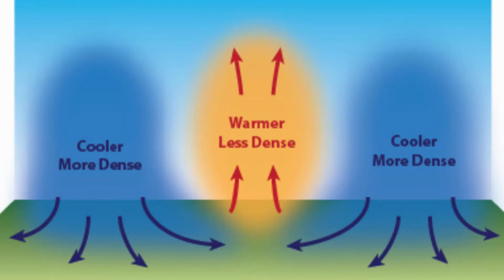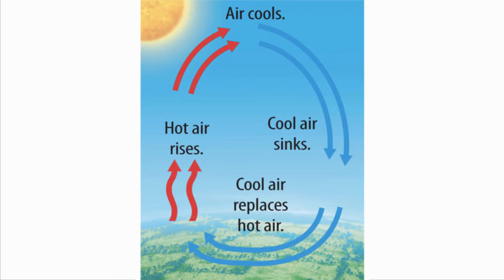It all starts with the sun. As the sun heats the surface of the earth, it heats the air above it. The warmer the air becomes, the less dense and lighter it will be. This causes the air to rise. As the air rises higher into the troposphere, it begins to cool.